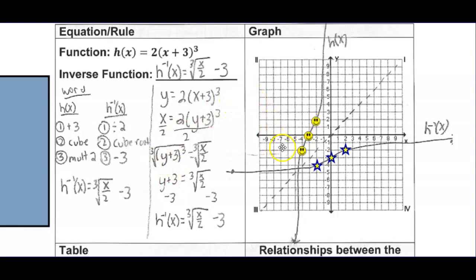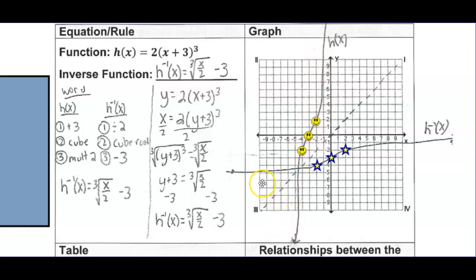So in the graph, the smiley faces represent the original graph. I looked at the equation, looked for shifting. It has a left shift of 3 and no vertical shift. So that's why my first center point is at -3. And then it's times 2. So instead of going 1, 8, 27, it would go 2, 16, and 54. So I just go up 2 for that first one. And then it's going up super fast from there. And it's down 2 and then going down from there.